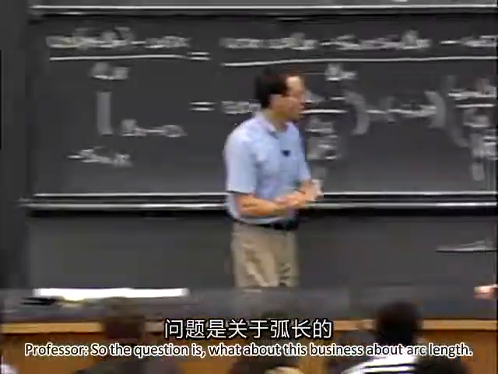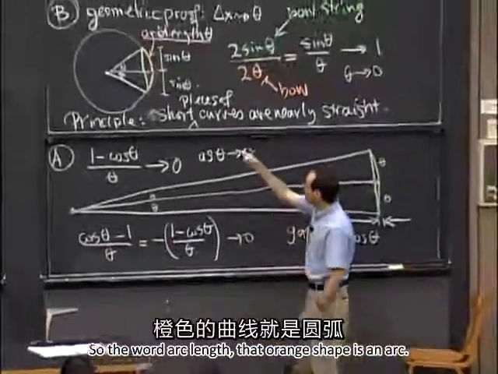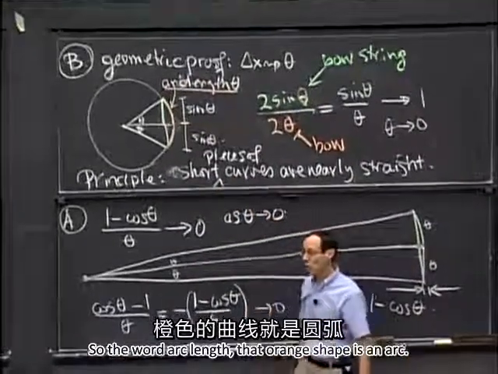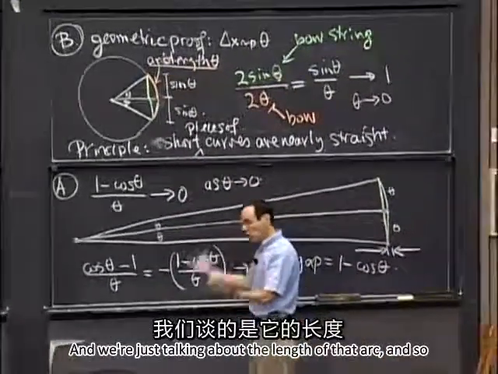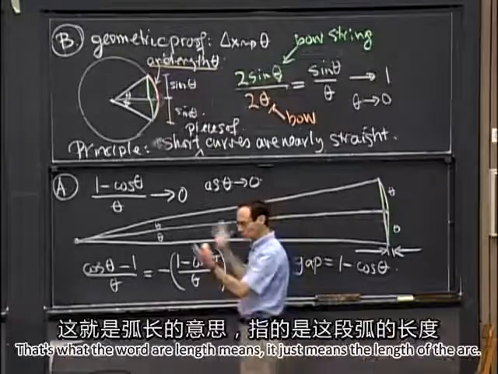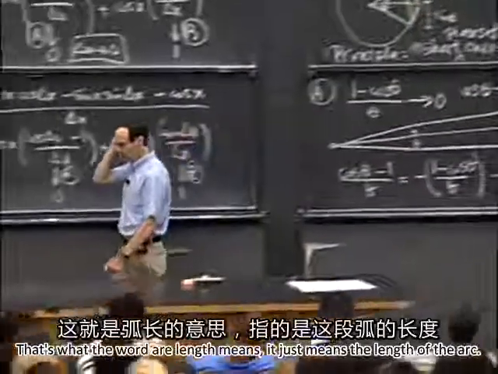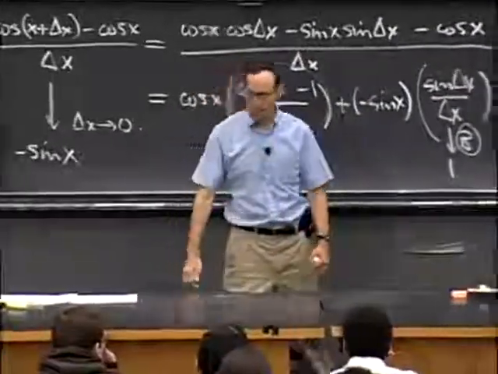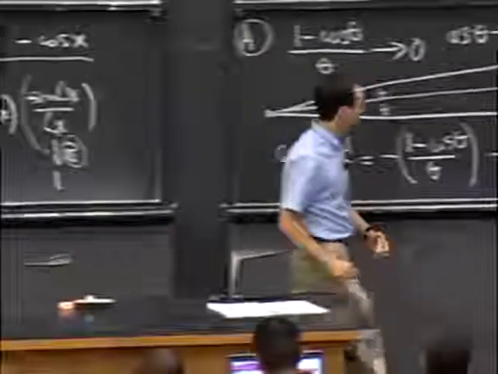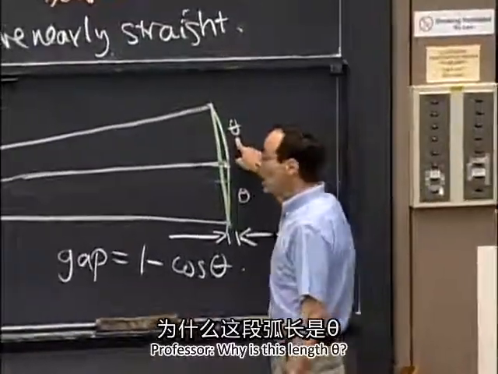So the question is, what about this business about arc length? So the word arc length, that shape, that orange shape is an arc. And we're just talking about the length of that arc, and so we're calling it arc length. That's what the word arc length means. It just means the length of the arc. Why is this length theta?